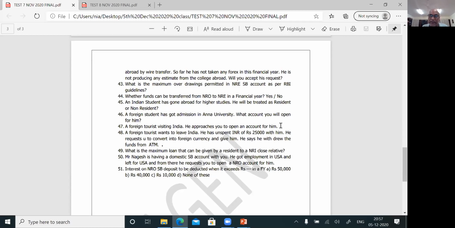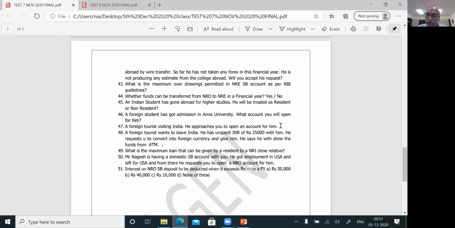I will tell the thing which you may already know again for refreshing. A foreign tourist visiting India can open only an NRO account, an NROSB account. The maximum period of the NRO account should be 6 months. It should not be more than 6 months.